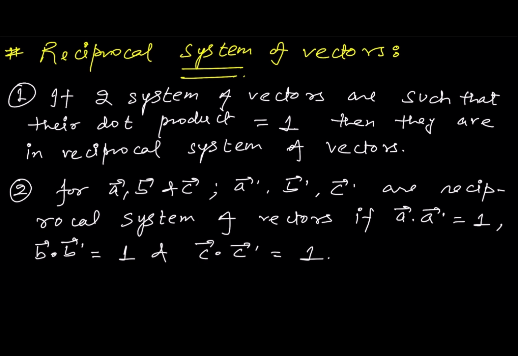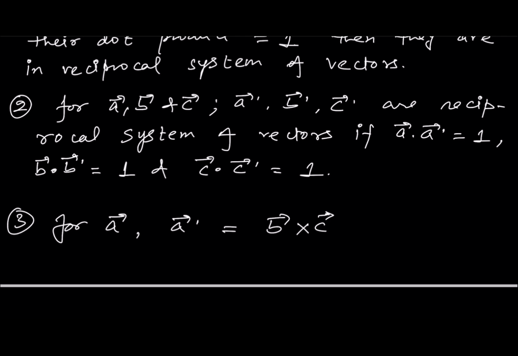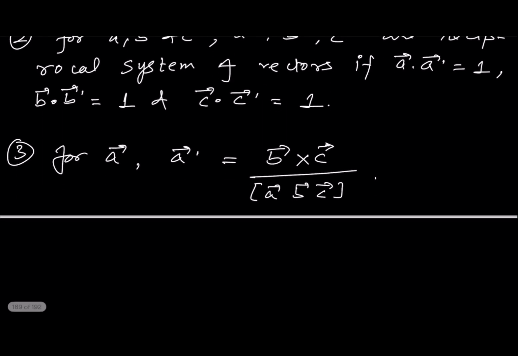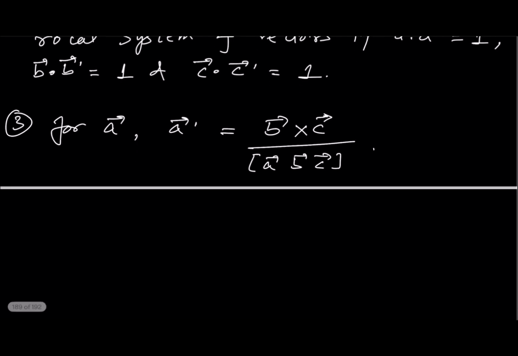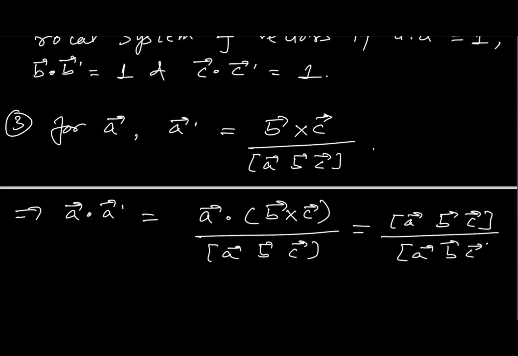As simple as that. Okay, now how we can find the A vector dash, right? So A vector dash can be B cross C upon box of ABC. I am explaining how A vector dash is B cross C upon box of ABC, because we need dot product 1. So now if we take dot product of these two, then it will be A vector dot B cross C upon box ABC. Now numerator becomes box ABC and denominator is already box ABC, so it will be 1.